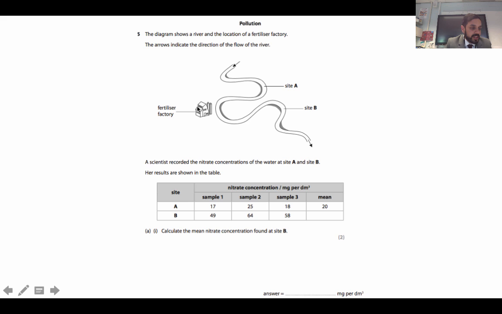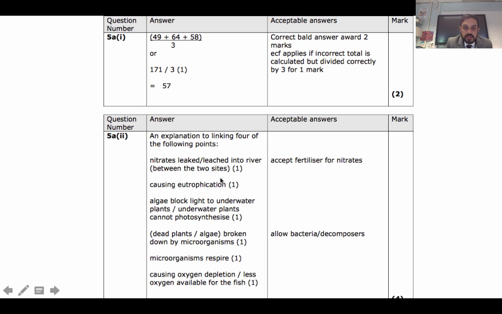So what happens is the exact same thing as what we discussed before: you get eutrophication again. The fertilizer goes into the river, and that causes algal bloom and so on. I'll show you the mark scheme. Nitrates leak, causing eutrophication, algae block the sunlight, the plants die, microorganisms respire, they use the oxygen, and fish die. It's exactly the same as before.